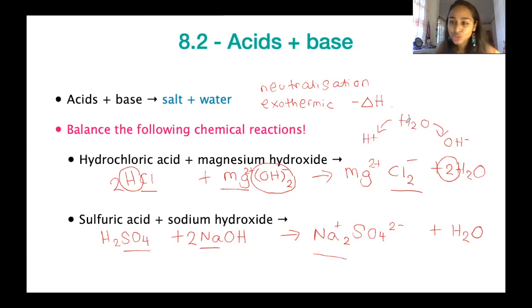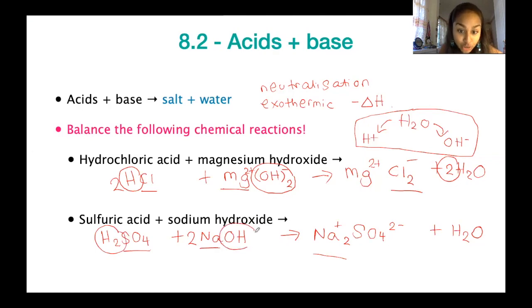So we're going to use that trick that I was talking about here to spot the number of water molecules. I've got 2 hydrogen ions, 2 hydroxide ions because of my coefficient of 2, and therefore I know straight away that I'm going to make 2 water molecules because they always combine in a 1-to-1 ratio.